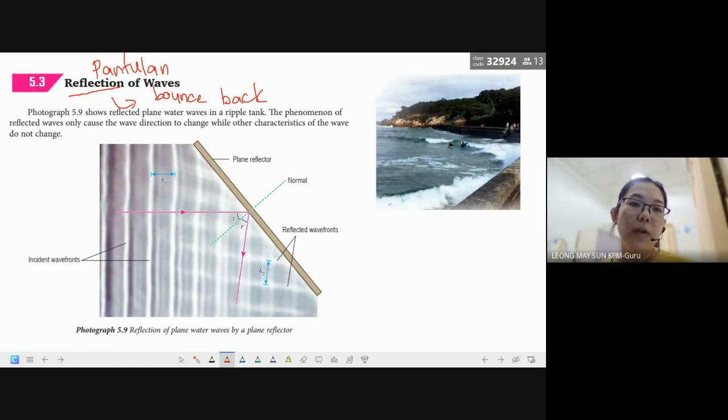Okay, so over here, when a wave is traveling, when it reaches an obstacle, the wave actually gets bounced back.